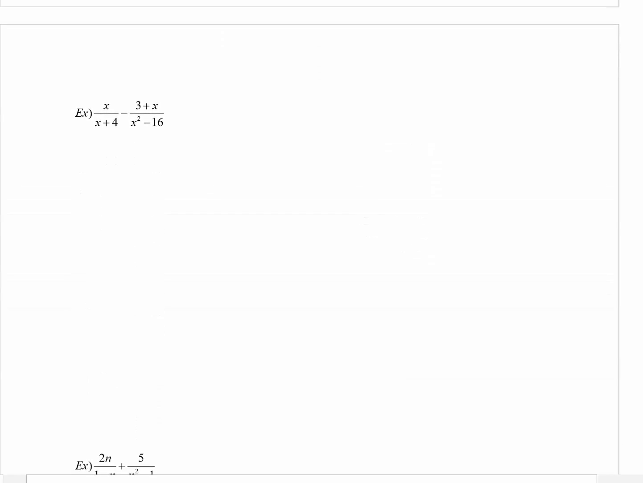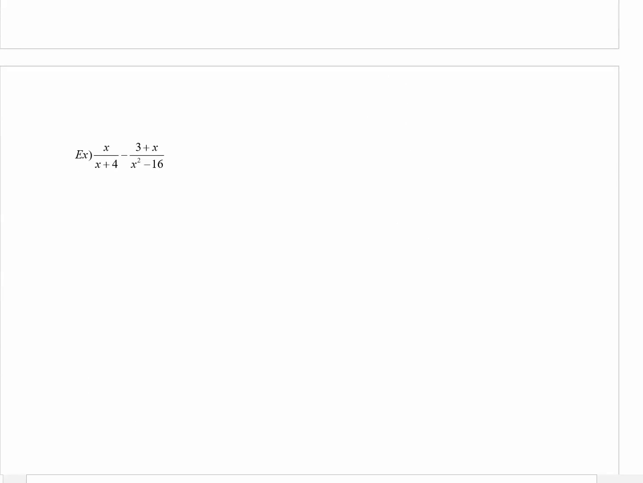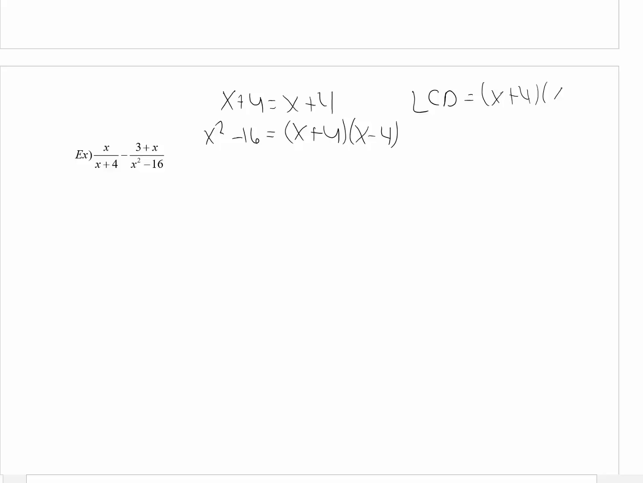Okay, so again, we are subtracting two fractions. We need to determine what the least common denominator is. But before we do that, there is some factoring that needs to be involved here. Now, x plus 4, I can't factor that any further, so I'll just rewrite x plus 4. Now, x squared minus 16, that's a difference of two squares. Well, that breaks down to x plus 4 times x minus 4. So, the least common denominator here is the x plus 4 they have in common times the other factor of x minus 4 here.